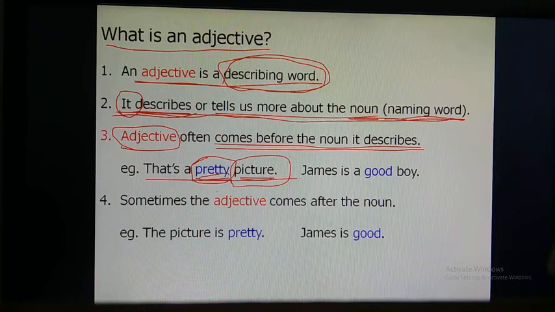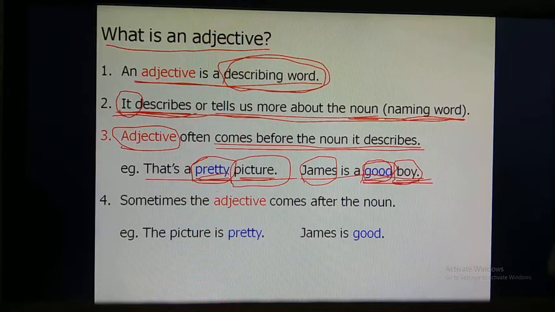Example number 2, James is a good boy. Here the noun is James, the boy. Now this is the word here, good. This is describing James, the boy. Good is describing the boy, therefore the adjective good is coming before the noun or the naming word, so this is an adjective. Okay, so good is the adjective.